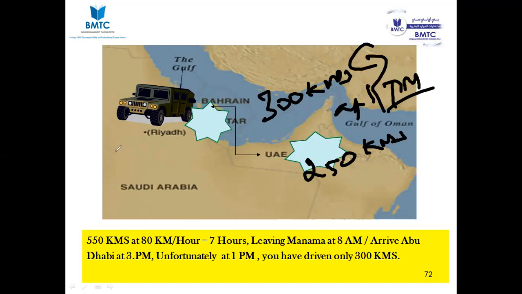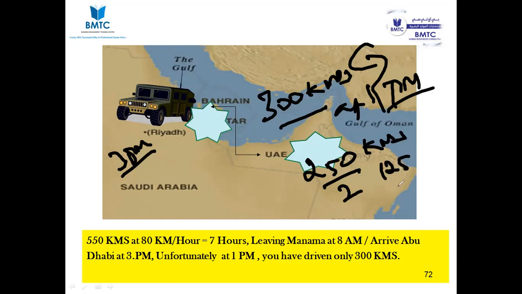Your original plan is what? At 3 p.m. you need to reach Sultan of Oman, right? So at 1 o'clock you are able to drive only 300 kilometers. So what is your balance kilometer? 250 kilometers balance. Okay, what is the balance duration for you to reach this? 2 hours. Okay, so what is your TCPI?